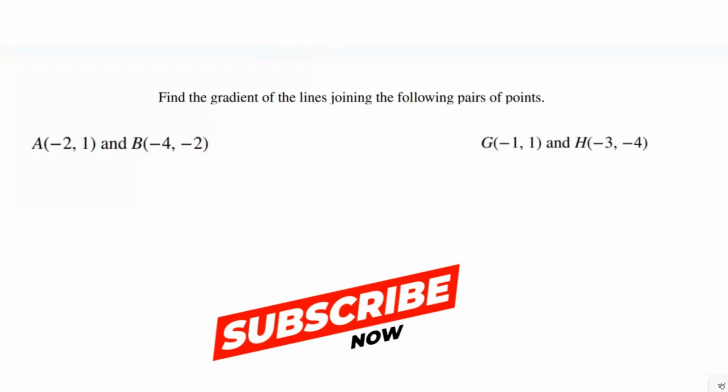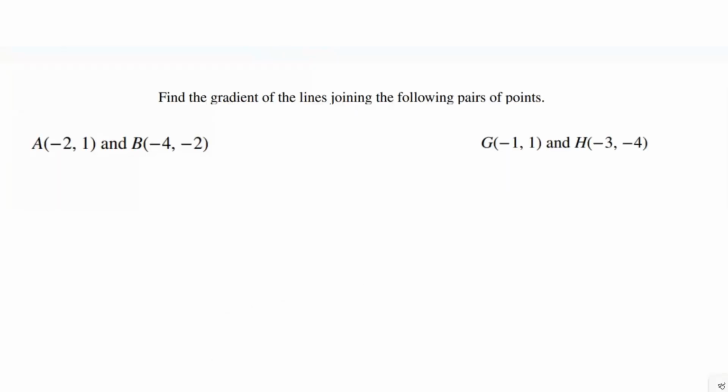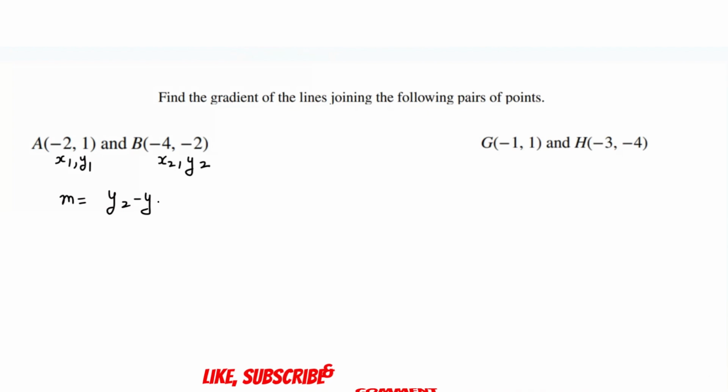So the value of m is equal to minus 3 over 4. Now let's learn the second method to calculate the slope or gradient. Here the point A and B are given. So we will consider point A as x1, y1 and point B as x2, y2. And then we will substitute the values in the formula. m is equal to y2 minus y1 over x2 minus x1.